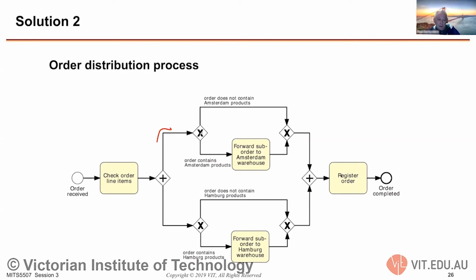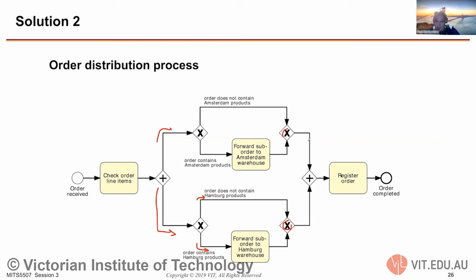Once we go up here, then we either follow this path where the order does not contain any Amsterdam products, or we follow this path where the order does contain Amsterdam products. If it contains Amsterdam products, we forward the sub-order to an Amsterdam warehouse, follow this path up here where the order does not contain any Hamburg products or it contains Hamburg products, in which case we forward the sub-order to the Hamburg warehouse. Now, when we get to this XOR gateway, we only need one of these flows to continue.